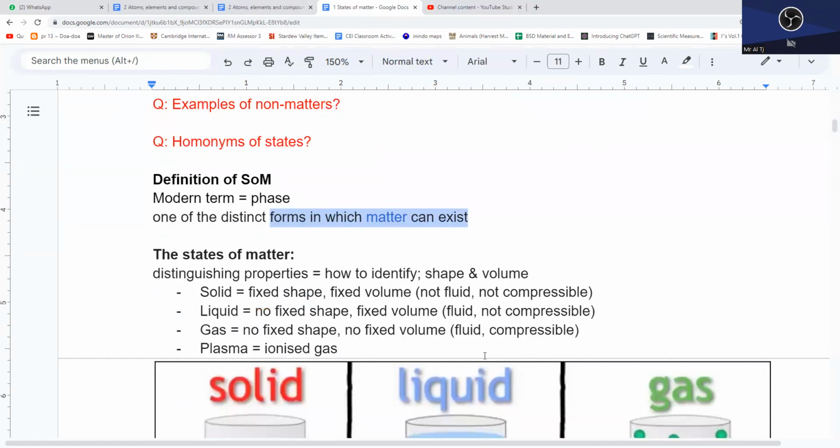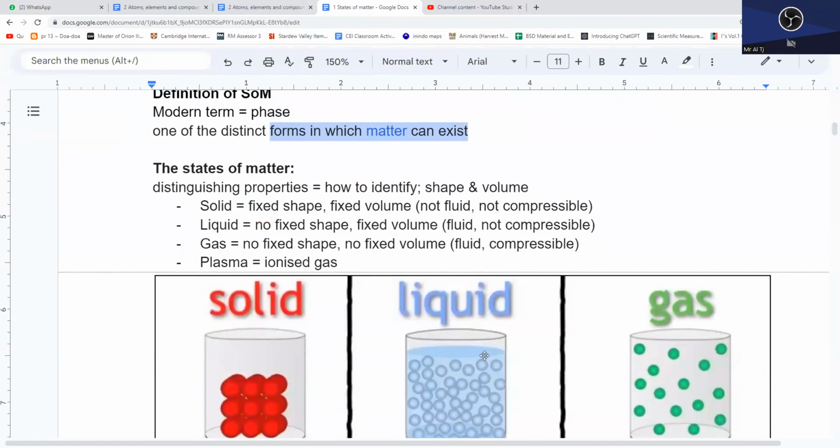Now, there are 3 main states of matter that we are going to discuss at the IGCSE level. They are the solid, liquid, and gas. By far, this is not the only state of matter in the world. There are many more. If you care to search yourself, you can find that there are more than 10 types of states of matter. Now, in this case here, our first objective is being able to state the distinguishing properties.